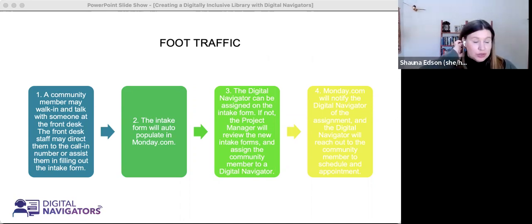One of the things we really wanted to focus on with this model is being able to provide both remote and in-person services and easily switch between the two, because this was still in 2020 and we had no idea what the future was going to look like.